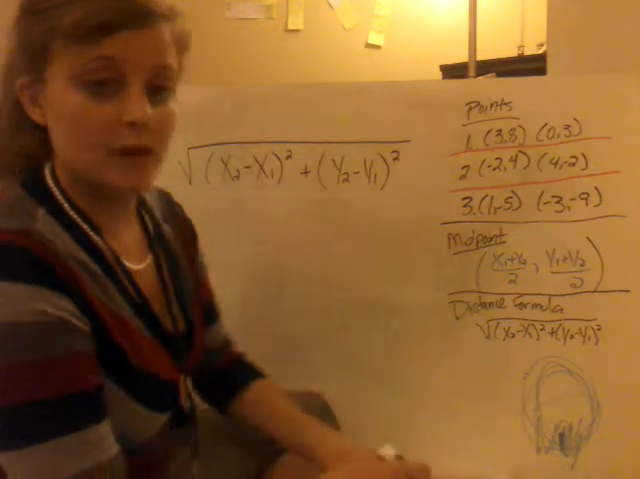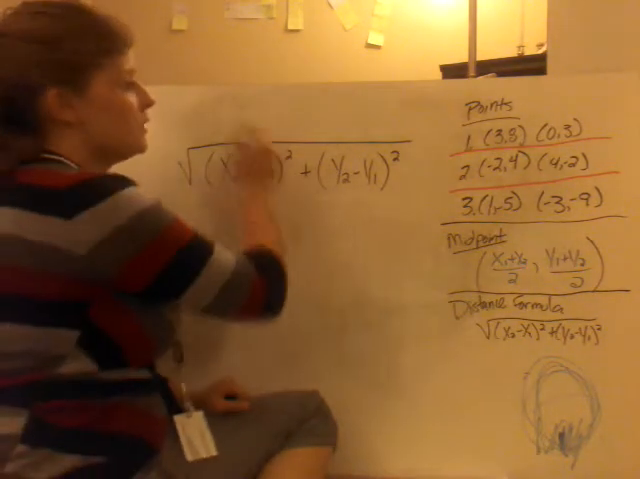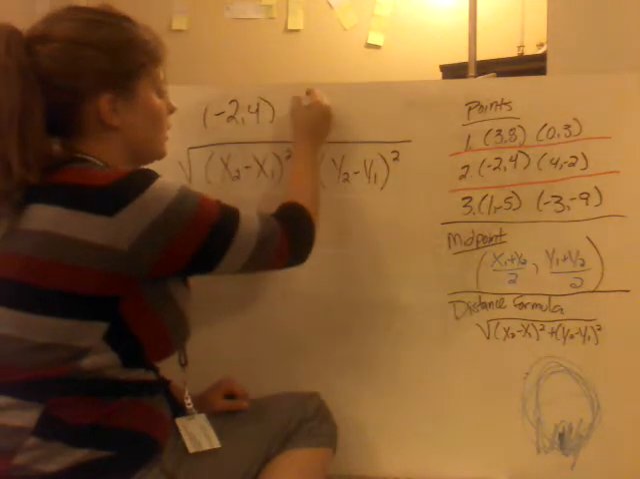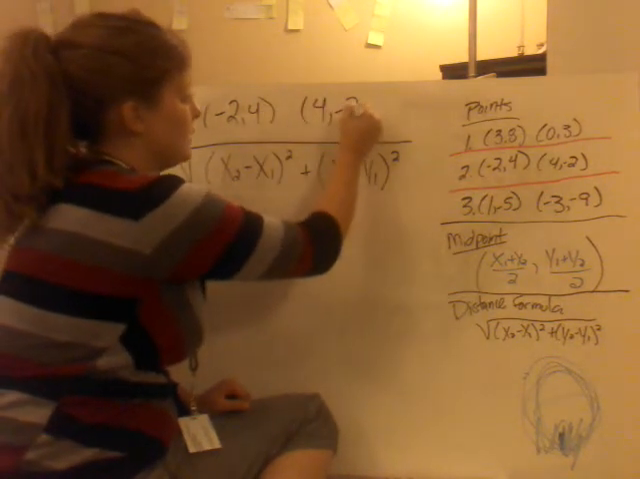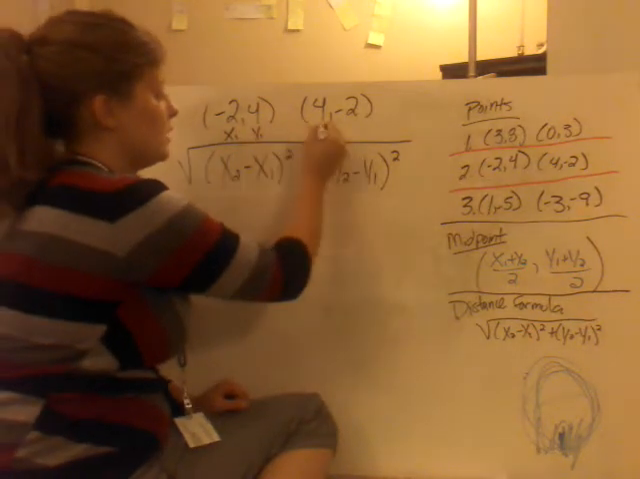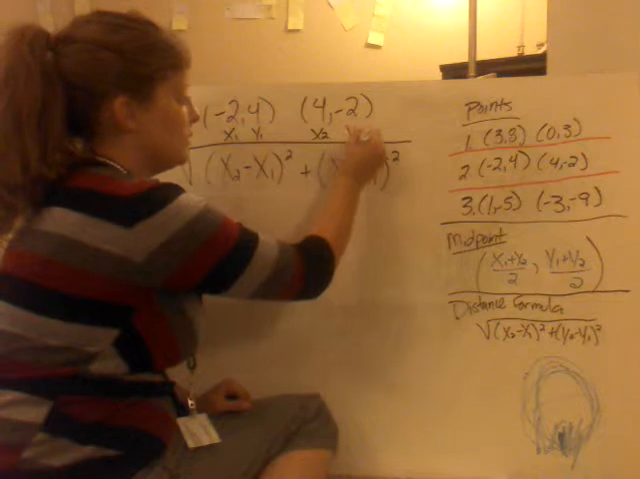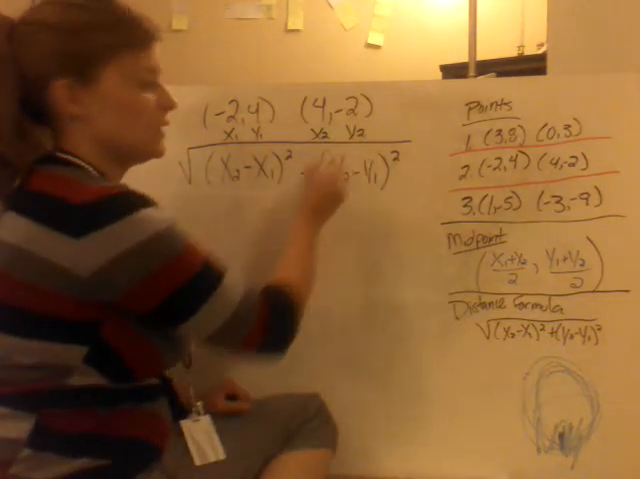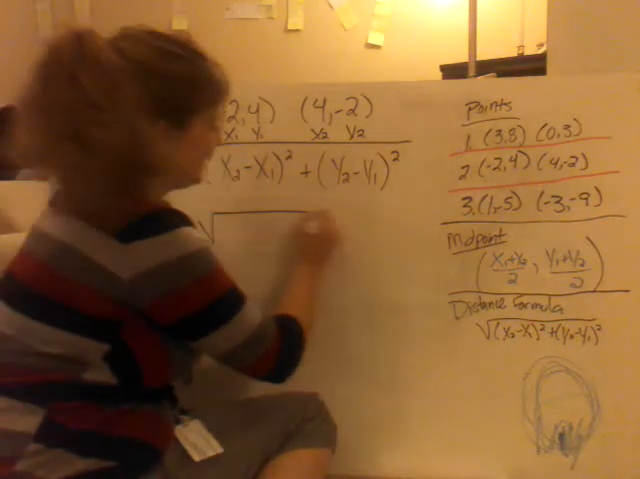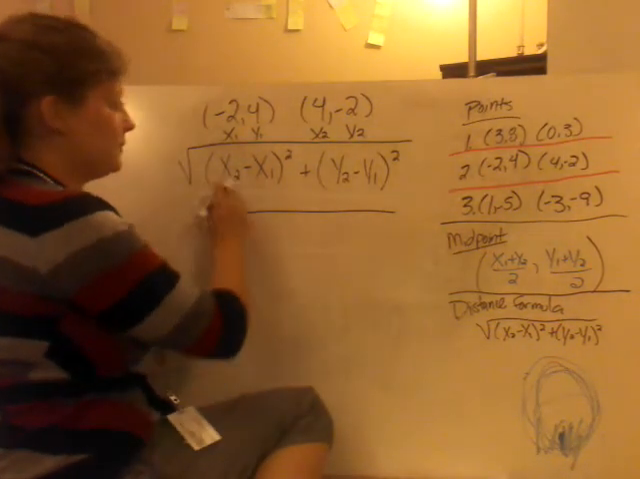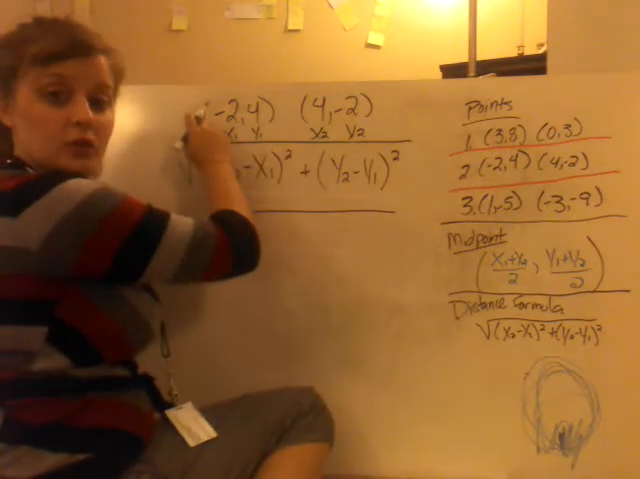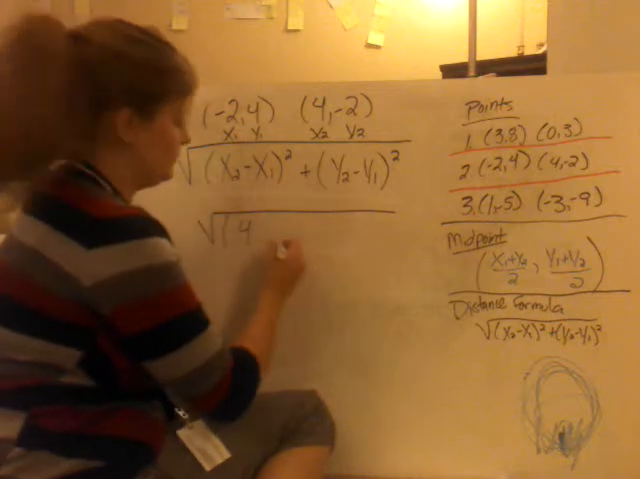So I'll go ahead and leave my formula up there so I don't have to rewrite it. Take my second point, negative 2, 4, and 4, negative 2. This is going to be my first set, so x1, y1, x2, y2. It's a y. I promise, it's a y. Alright, so I have my formula. I'm going to plug in now my x2 over here, so I have 4 minus a negative 2, so minus a negative.